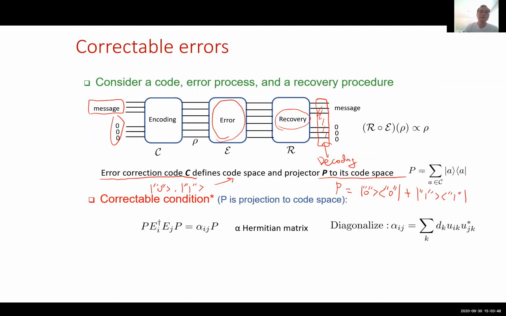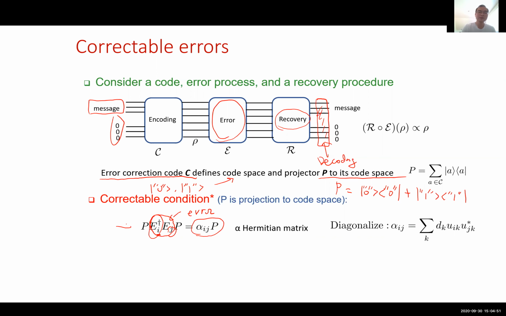And people have identified what kind of errors can be corrected if you have a certain error correction code. So there's a so-called correctable condition. So notice that P is the projection to the code space, and these E's are the errors. j labels the type of error. It could be X, Y, Z, etc. And this is error i's conjugation. So the correctable condition says that if you multiply these two error actions and then project to the code space, it's proportional to the projector. If this happens, then these errors can be corrected.